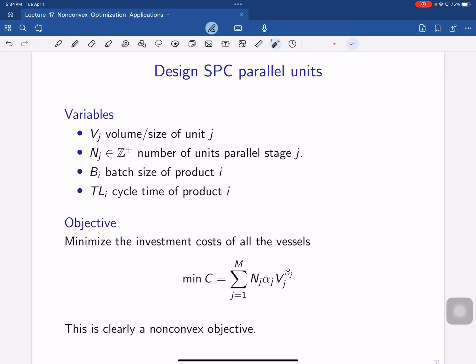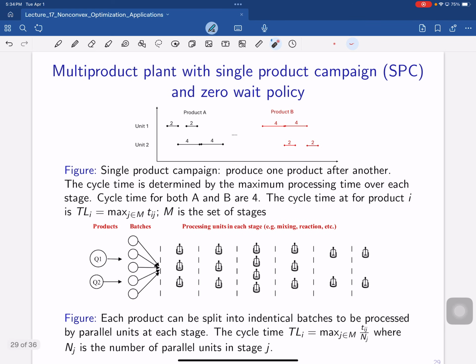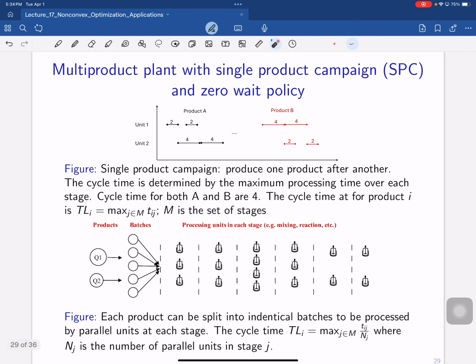Yes. I'm sorry, I'm slightly confused because we're saying it's single product campaign, but then we're saying that we're doing it in parallel. I thought for single product campaign, you can't parallelize. So the idea is you are splitting a given product into different batches, right?